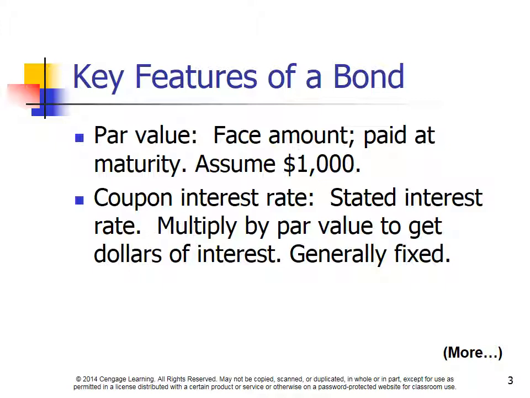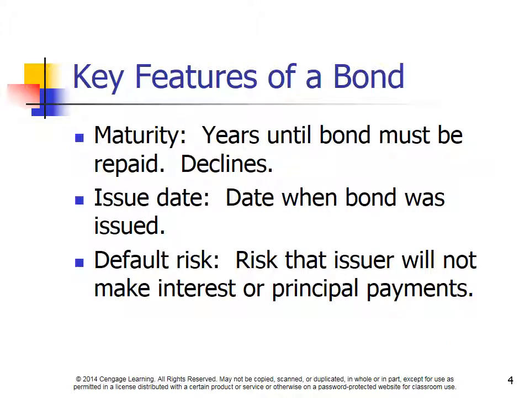The second concept is coupon interest rate. So the bond will pay you a coupon at the end of each time period until maturity. If there is no coupon rate, it is called a zero coupon bond. Maturity is the years until the bond must be repaid.